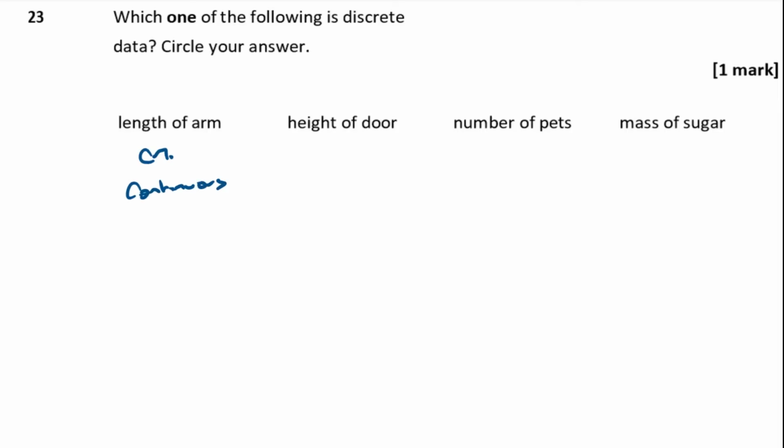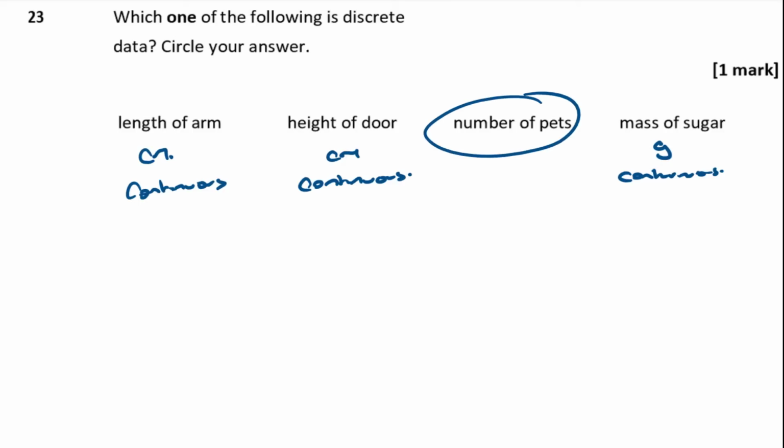That's continuous. Height of a door is also measured in centimeters or meters or something. That's also continuous. Number of pets or mass of sugar. Mass is measured in grams. Again, that one is continuous. So the only one that is discrete is the number of pets. You have 1 pet or 2 pets, 3 pets, but hopefully you don't have 2.579 of a pet, because that would be not very pleasant. Okay, just stick with whole number of pets.